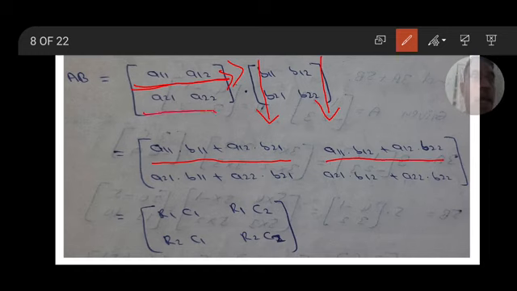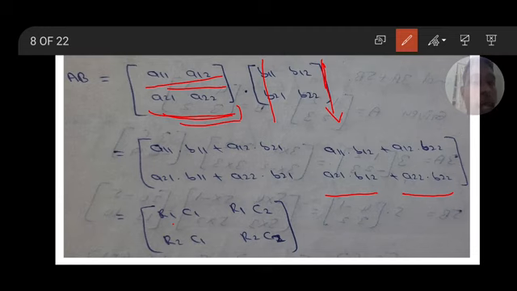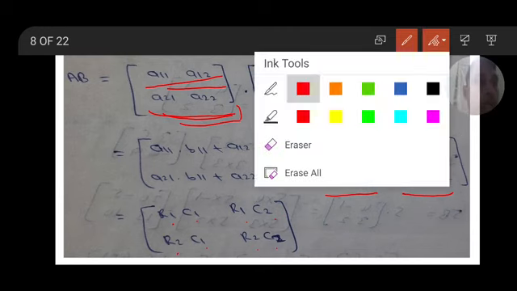Next, the second row of the first matrix and the first column: A21 into B11 plus A22 into B21. Next, the second row, A21, A22, and the second column, B12, B22. So A21 into B12 plus A22 into B22. These fill R1C1, R1C2, R2C1, R2C2: first row first column, first row second column, second row first column, second row second column. Okay, that is the multiplication process.